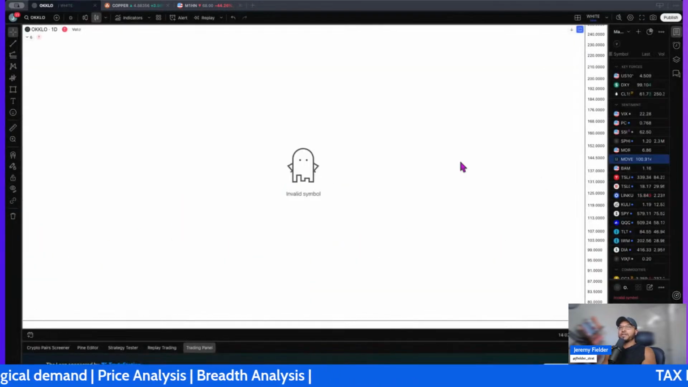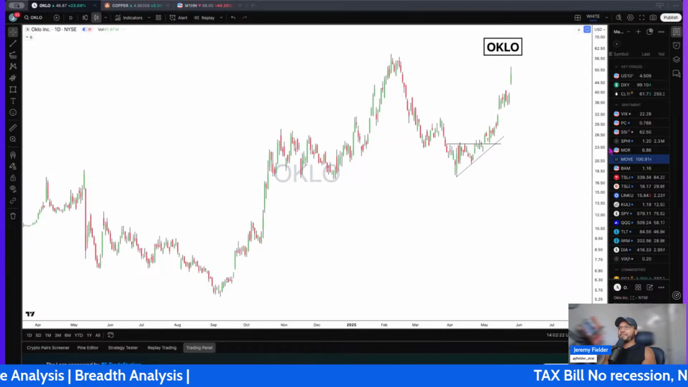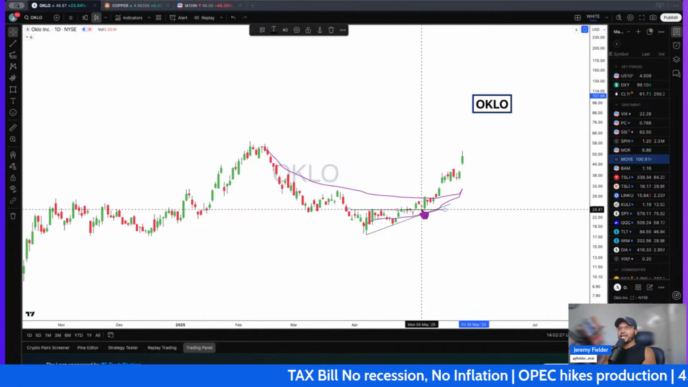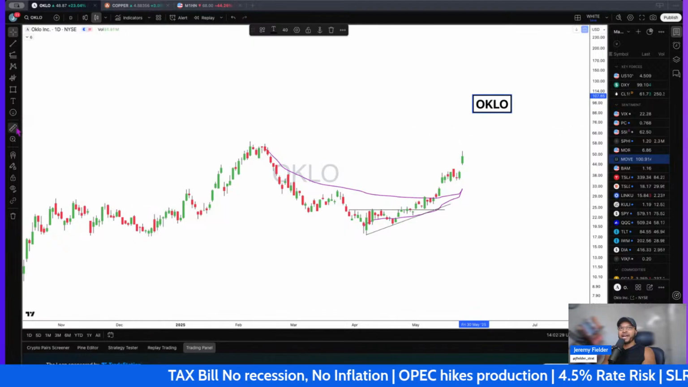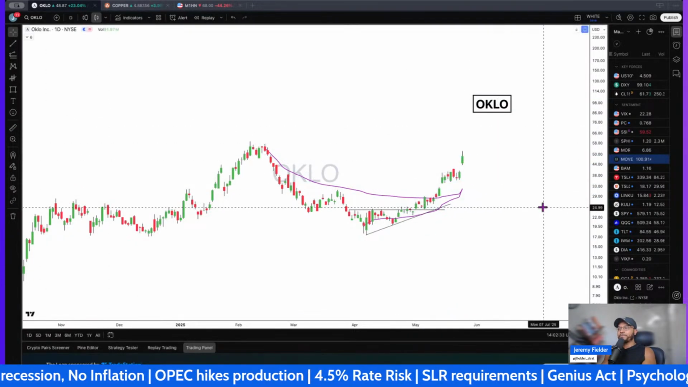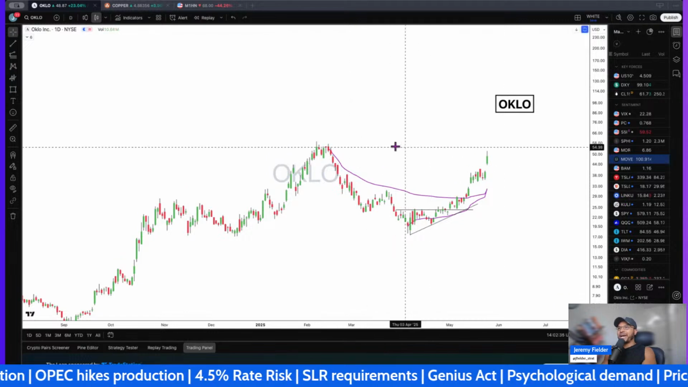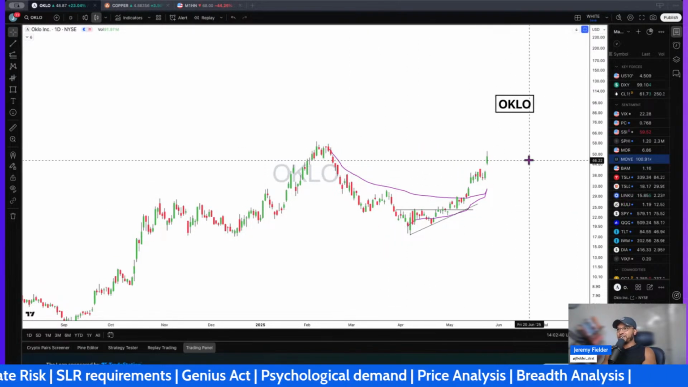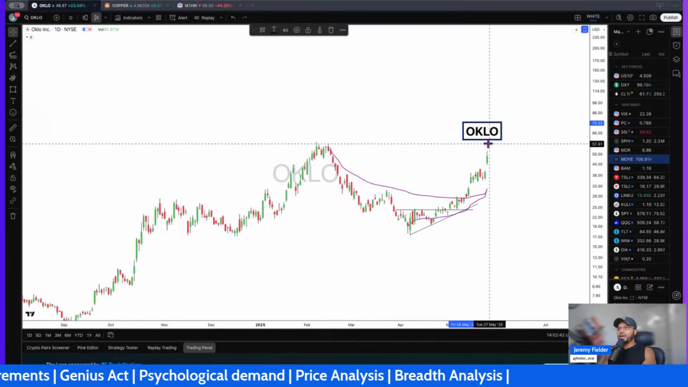Oklo, look at this thing. This thing exploded. I think I signaled it right here. We were just leaving like 25, right? I sold it at 38. Boom, takes off again, and it's up 100%, right? Oklo, and you don't want to buy these chasing it. You really want to see consolidation, a pullback. You don't want to chase it. It's just not a good habit, but it's there, right?